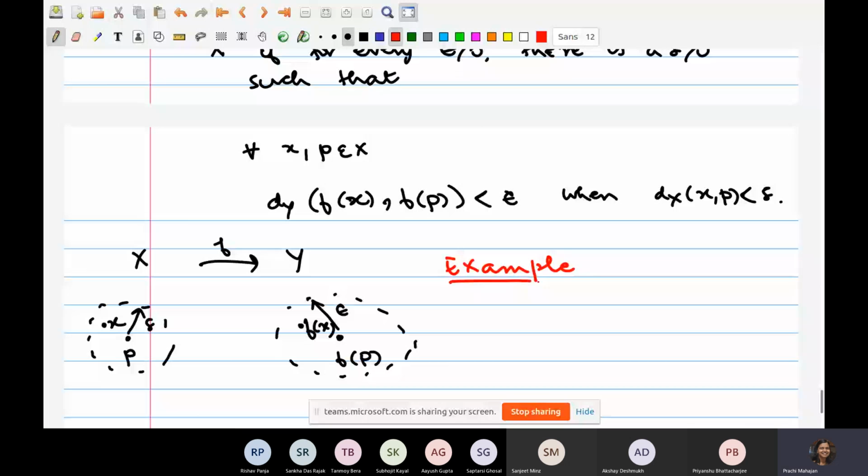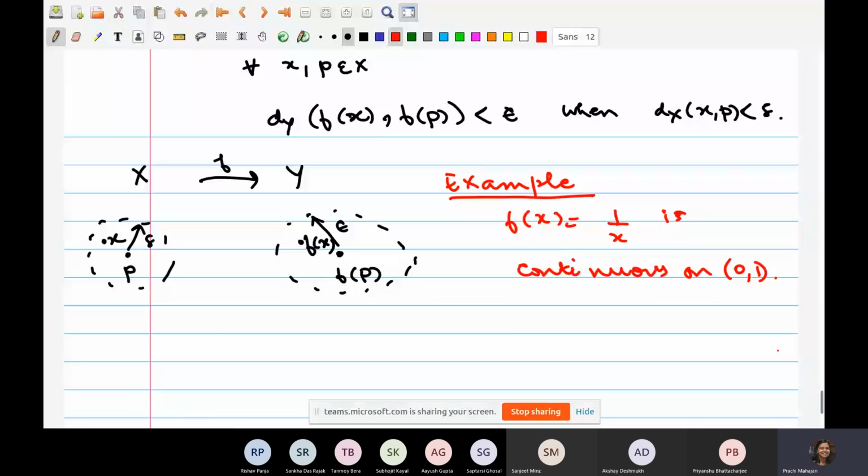the function that we just considered, f of x equal to 1 by x. This function is certainly continuous on the open interval 0 to 1. That's what we showed, right? Corresponding to each epsilon, we demonstrated that there is a delta such that whenever I am in delta neighborhood of a point x naught, then f takes me to an epsilon neighborhood of the point f of x naught.